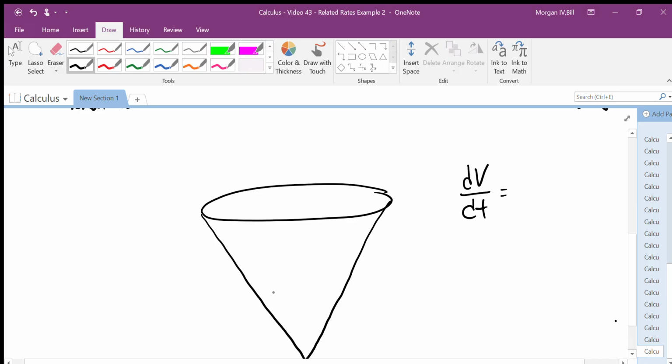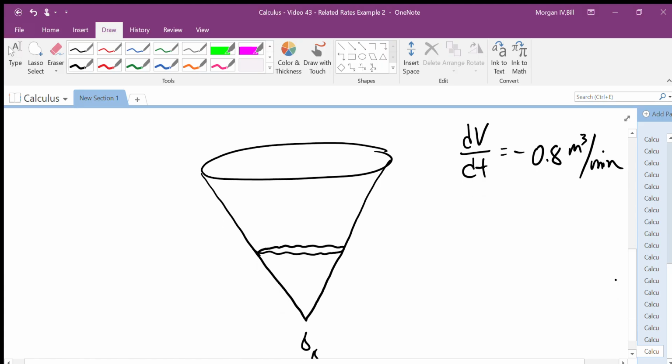You've got this water in this tank, right? If it's leaking, here in a little bit, you'll have less water. And then you'll have less water, and you'll have less water, right? This should be negative 0.8 cubic meters per minute. Because eventually there'll be no volume. Okay.